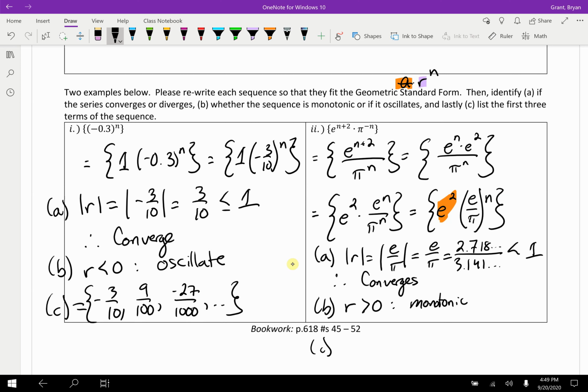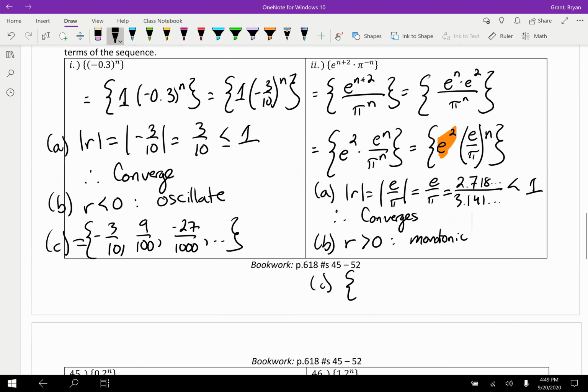Last but not least, the first three terms. Well, my first term, when I substitute in 1, we're going to get e squared times e over pi. I think it's going to be e cubed over pi. When I substitute in 2, we get e squared times e squared. That's e to the 4th over pi. And when I substitute in 3, I think we get e to the 5th over pi.